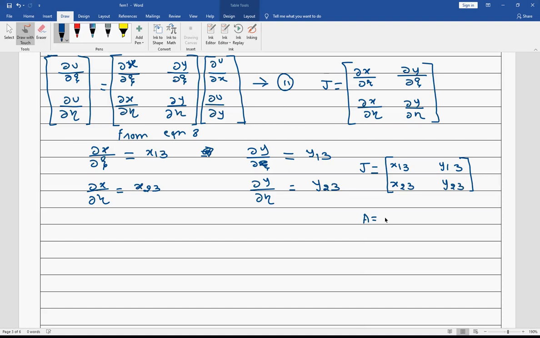Area of triangle is given as 1 by 2 determinant of J. So 1 by 2 of x13, y23 minus x23 and y13. So this gives me the area of that particular triangle. This is the important property. So area of triangle we are going to calculate with the help of this formula.